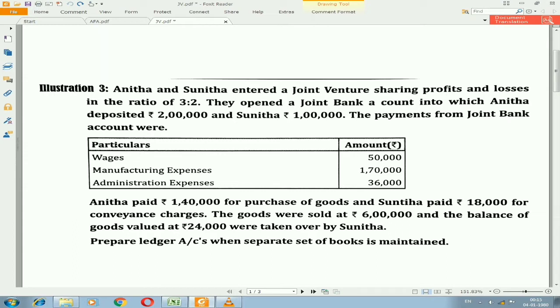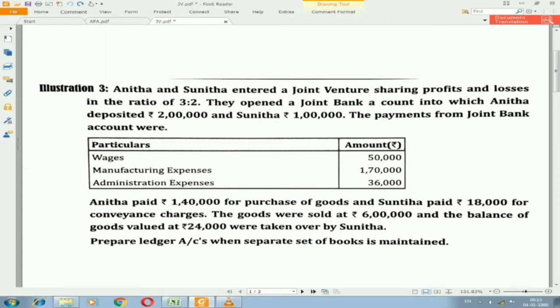They opened a joint bank account in which Anita deposited rupees 2 lakh and Sunita deposited rupees 1 lakh. So they have already opened a joint bank account, and for that also they have separately invested the amount. The payments from the joint bank account were wages 50,000, manufacturing expenses 1,70,000, administration expenses 36,000. As they have incurred some expenditure while doing the joint venture business, in the form of wages, manufacturing expenses and administration expenses, this is paid through the joint bank account. It is not paid by an individual co-venturer.